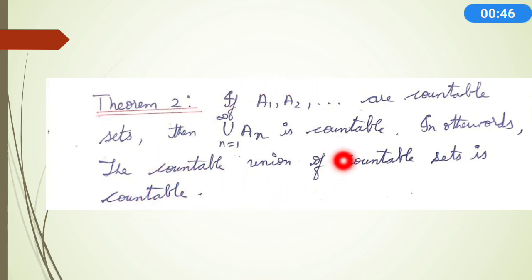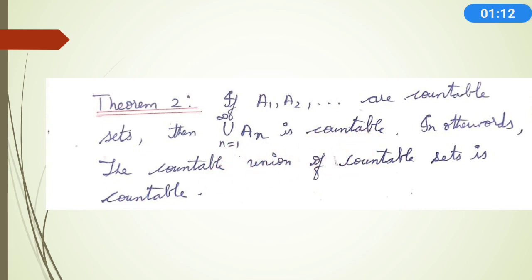Again I will repeat, countable set means a set which is finite or denumerable. What is a denumerable set? A set which is one-to-one and onto with the set of all natural numbers is called a denumerable set. So just keep this in mind and we'll prove this theorem.